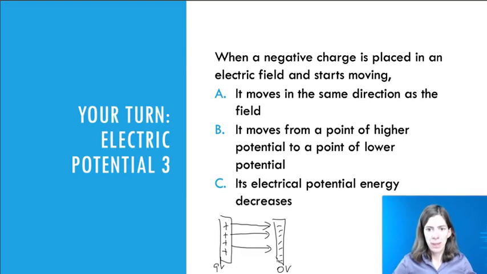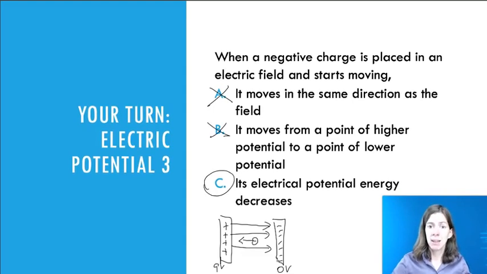So if we put a negative charge here, it's placed in this electric field. A negative charge always experiences a force in the opposite direction as the electric field. So when it's placed in this field, which way is it going to move? It's going to move to the left. So does it move in the same direction as the field? No. Does it move from a point of higher potential to a point of lower potential? It's actually going from a lower potential to a higher potential, as we can see.